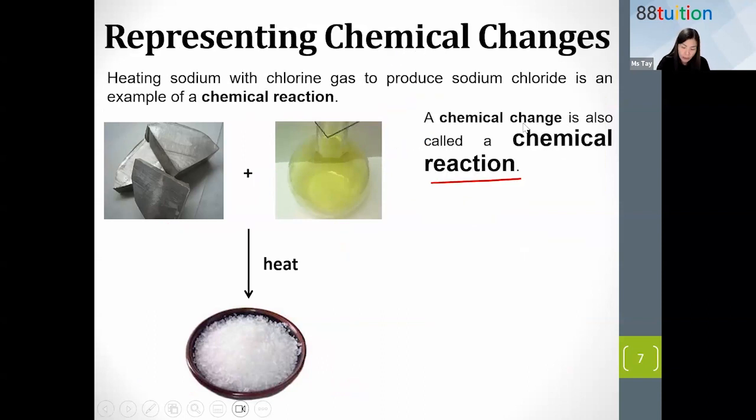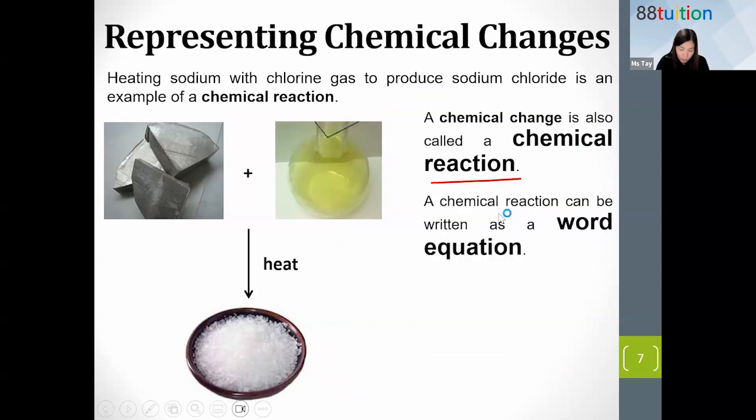Then chemical change is also called a chemical reaction. We represent it with a word equation. At your level, Set 2, you only need to know word equation. Chemical equation is not required yet. But just now Unlock came in earlier because I promised him last week that I'd be teaching him how to balance equation. So you start off with word equation, then chemical equation, then balance equation.